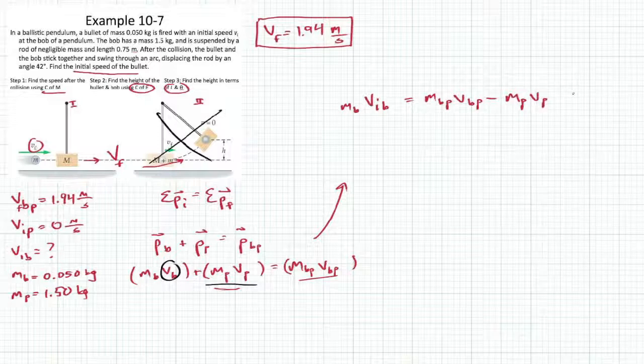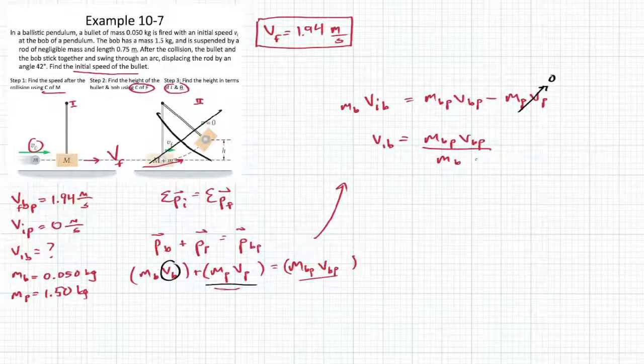And wait a minute, why am I doing this? After all, what is the initial velocity of the pendulum? That's 0 anyway, so that whole thing goes away. So basically, the initial velocity of the bullet times the mass of the bullet is equal to the mass and velocity of the bullet and pendulum together. So the initial velocity of the bullet is going to be equal to, let's divide by the mass of the bullet, m_BP times the velocity v_BP, divided by the mass of the bullet.